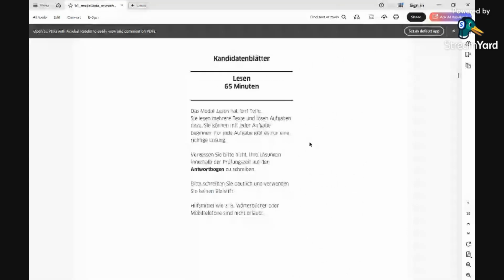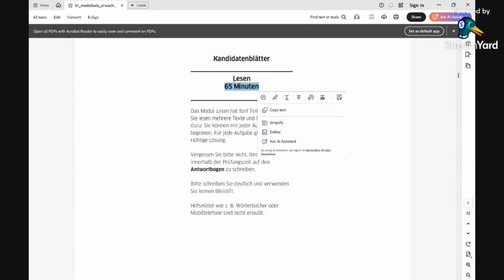Before you start, or as you prepare for your exam, there are some things that you need to pay attention to. One of them is the time. Time management is very important. In B1, you get 65 minutes to solve the whole paper, which has around 5 questions. So you need to really train yourself on time management as you prepare for your exams.